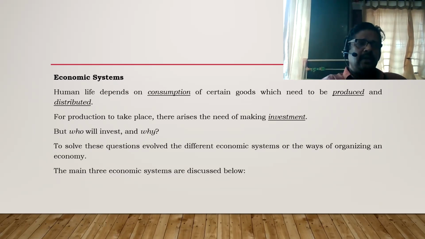So these are the 3 economic activities involved in an economy: production, distribution, and consumption. Goods have to be produced, they have to be distributed, and they have to be consumed also. Not only goods, services also have to be produced or rendered, distributed, and consumed also.